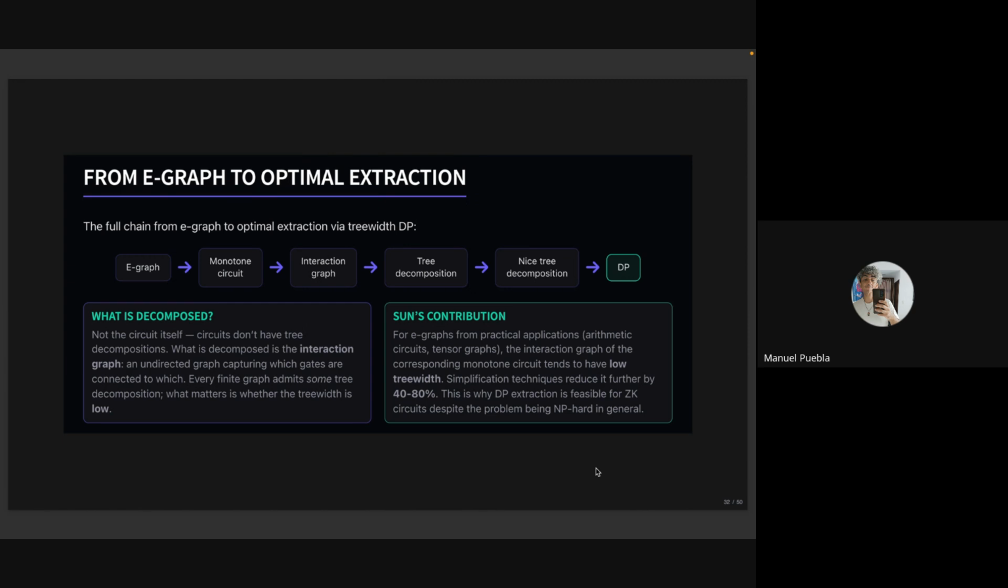So the contribution of Sun is very important because it allows a very nice paradigm of extraction to be applied to e-graphs. This is very good news for us.